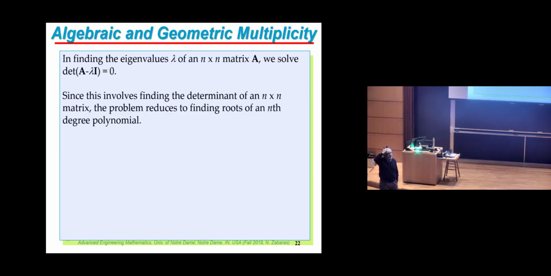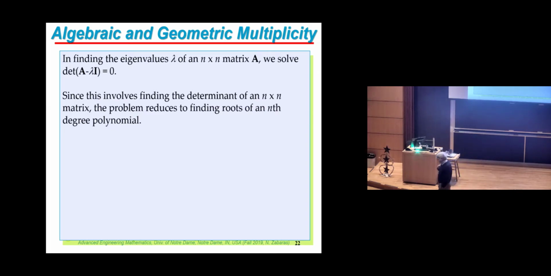And what's the geometric multiplicity of an eigenvalue? How many independent eigenvectors can I have for an eigenvalue that has algebraic multiplicity 5? How many independent eigenvectors can I get for an eigenvalue that has algebraic multiplicity 5? 5 or less. All right? So that is the geometric multiplicity of the eigenvalue.